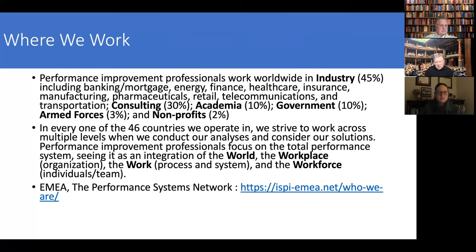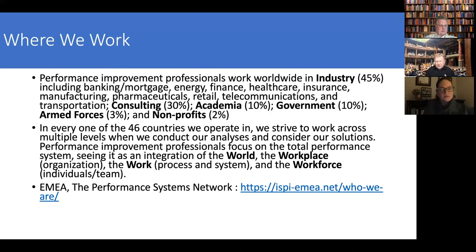The next one, somebody always asks me, so where do we work? This is a study that was done several years ago. And of the places where we work, about 30% of us were consultants. That means we worked in different areas. About 10% of the people in performance improvement were academic in nature. There were a few people in government focus. There were about 3% in armed forces and about 2% in nonprofits.